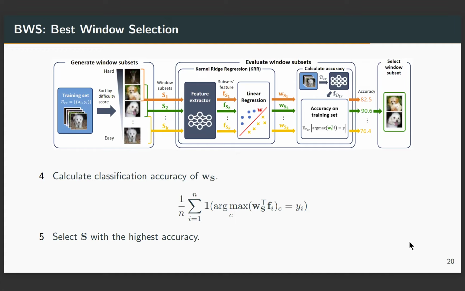In short, instead of training each window subset and checking the test accuracy, BWS solves kernel ridge regression with each window subset and checks the classification accuracy for the train set. We sort data by the score, generate window subsets by sliding the starting point, obtain feature matrices and label vectors, solve the linear regression problem with each window subset, and find the best performing window subset.